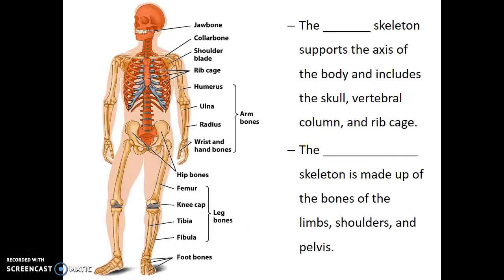Our skeleton is composed of two primary regions. The axial skeleton supports the axis of the body. This includes the skull, vertebral column, and rib cage. Whereas the appendicular skeleton is made up of the bones of the limbs, shoulders, and pelvis. These are the regions that connect the appendages of the body to the axial skeleton.